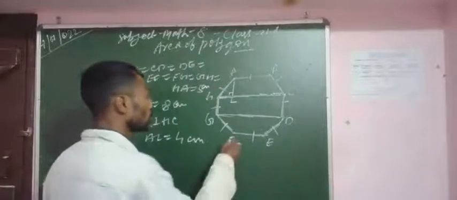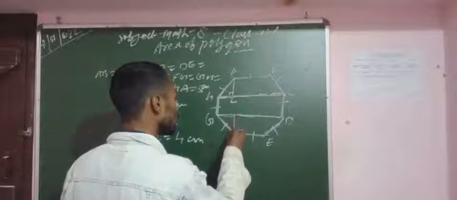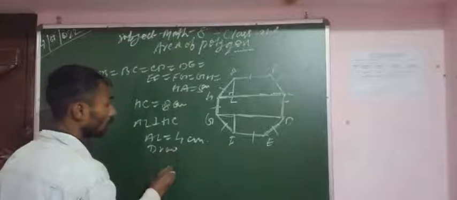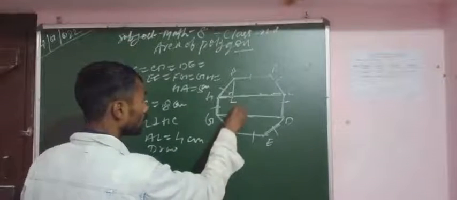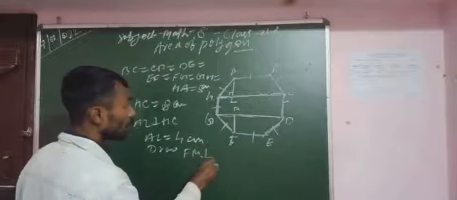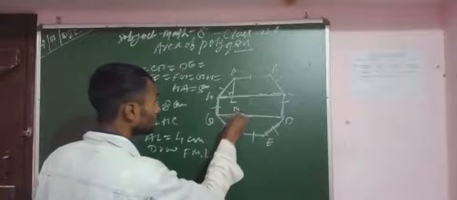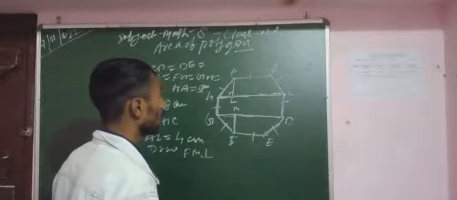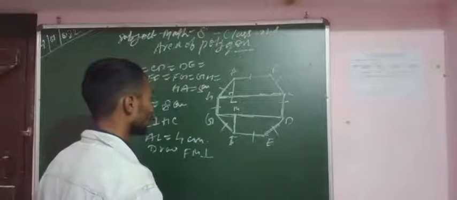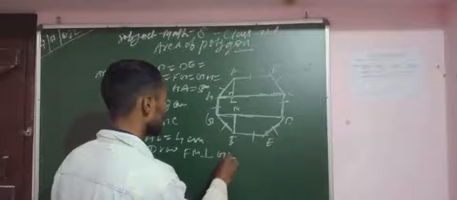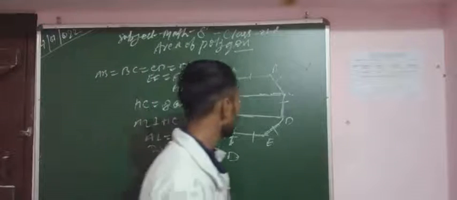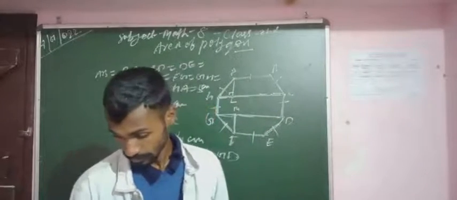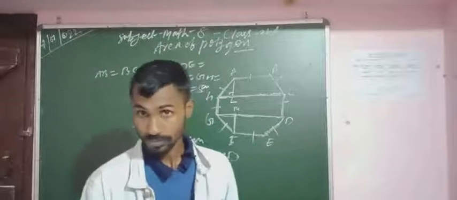Now look at this, obviously this length. We will construct, we will draw FM. Suppose FM is perpendicular to GD. We can draw FM perpendicular to GD.